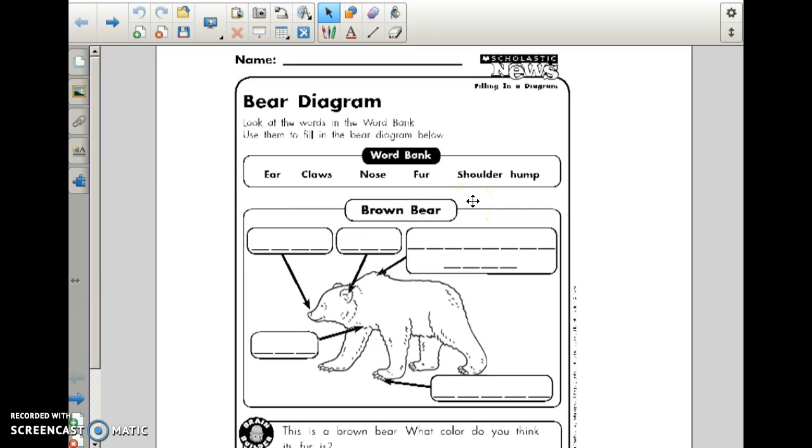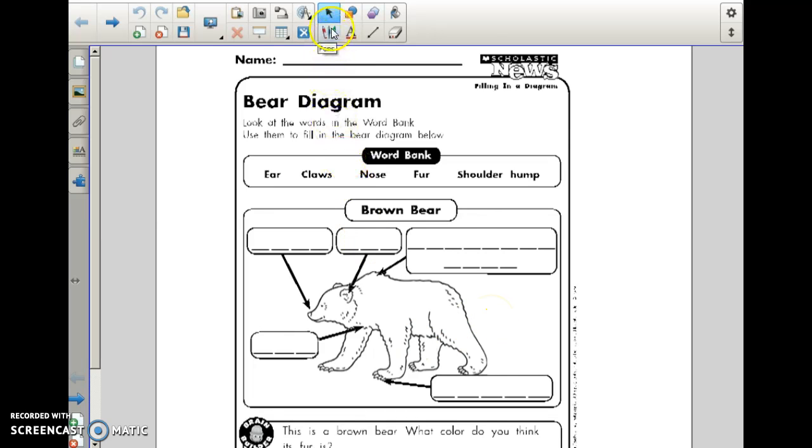So if you're unsure of any part of the bear, not only can you use the word bank to help, but we can count the number of letters that are going to be in each word. So when we label, as I stated in the last video, we label a picture because it helps the reader to give the reader information. So without labels, the reader might not be 100% sure about your picture or what's in your picture. So here we have a brown bear, and we're going to label the brown bear today with a pen or pencil.